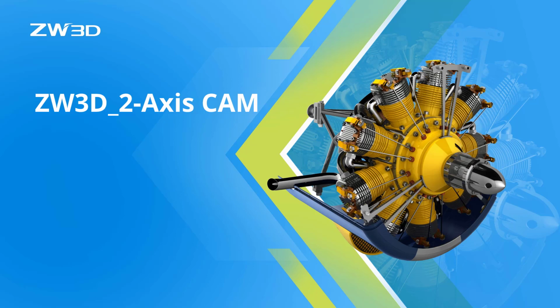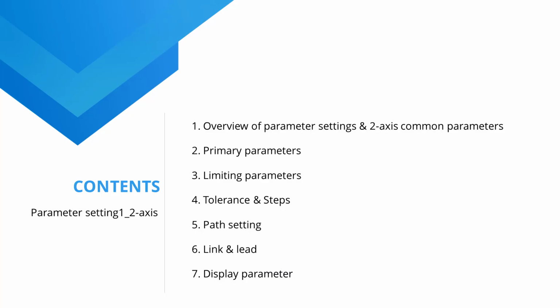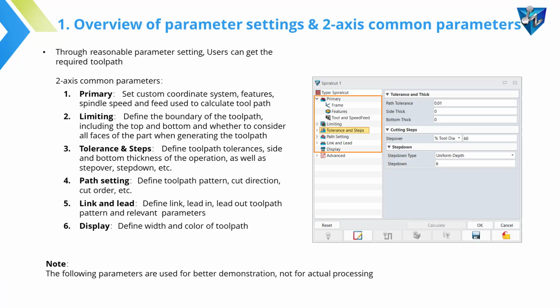In this video, we'll talk about the parameter settings in ZW3D 2x CAM, in which I will introduce the overview of parameter settings and 2x common parameters: primary parameters, limiting parameters, tolerance and steps, path setting, link and lead, and display parameters. First of all, I will introduce the overview of parameter settings and 2x common parameters.